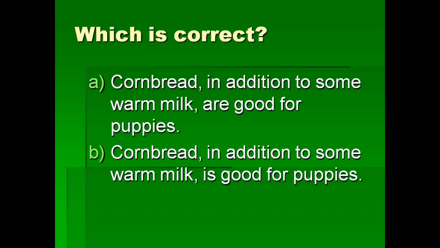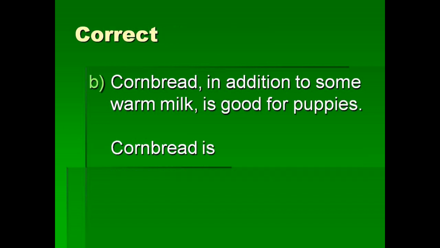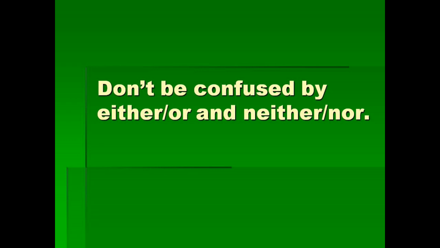Cornbread in addition to some warm milk are good for puppies. Cornbread in addition to some warm milk is good for puppies. Can you try? A or B? Very good. So our correct answer is cornbread in addition to some warm milk is good for puppies.